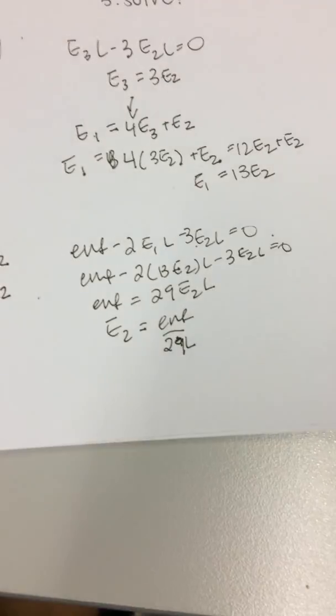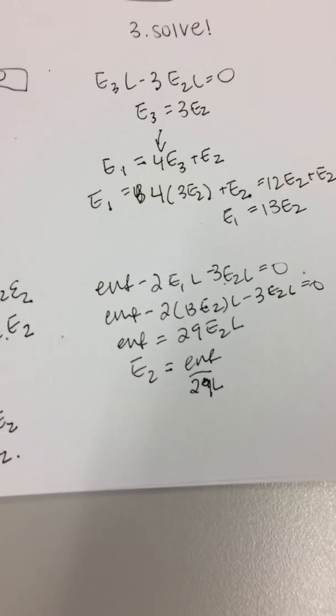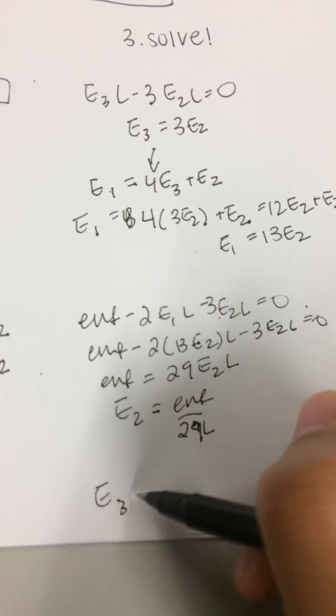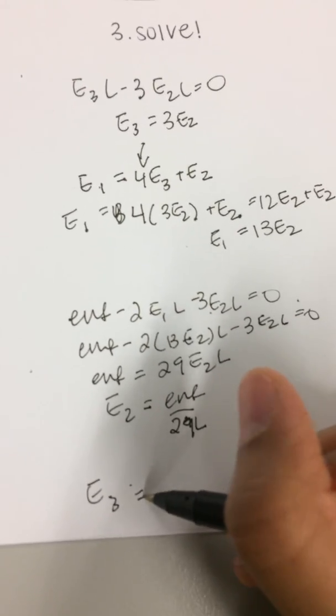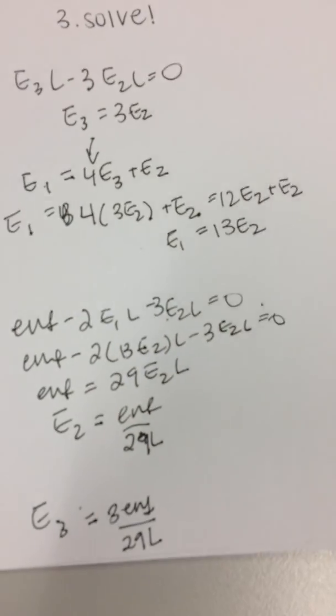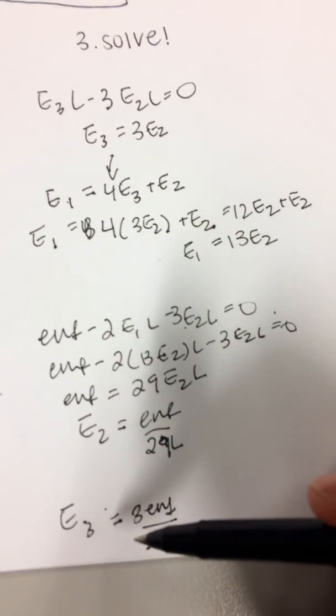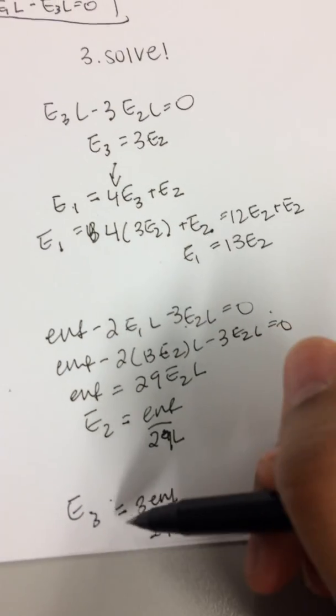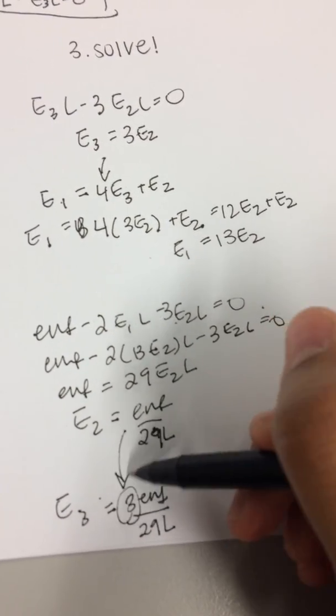And then you can use that value and plug in the rest. So then you can also find the value of E3 in that same manner, which ends up equaling 3 EMF over 29L, because you know that E3 is equal to 3 times E2. So you just multiply E2's value by 3.